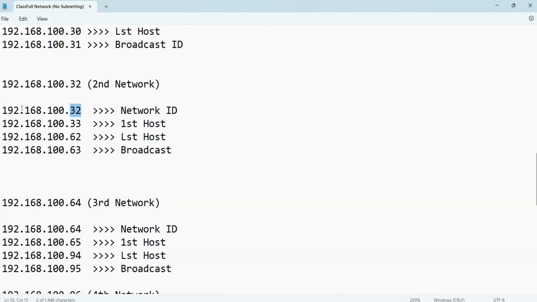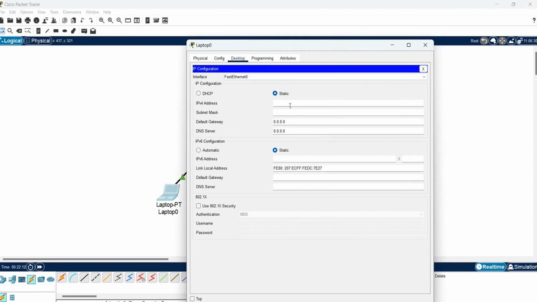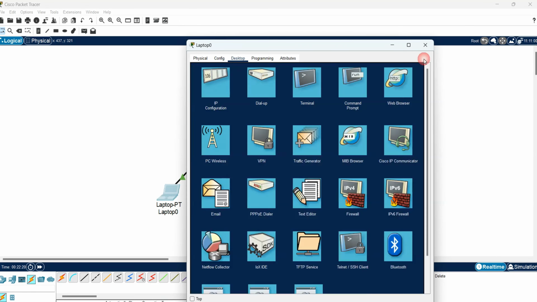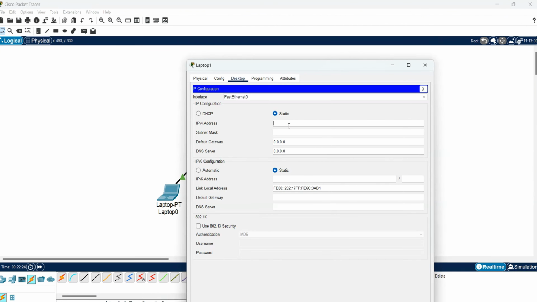So what I'm going to do, the first one is going to be 33, and the next one will be, let's say, 43, within that range. All right. So 33, 192.168.100.33. Then I'm going to change this to 224, and this one will be 43. 192.168.100.43. And I'm going to change this to 224.